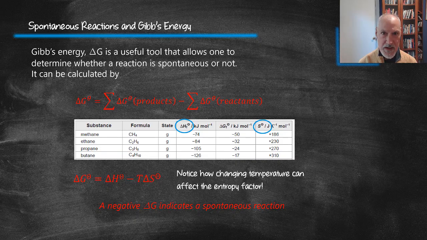We can see here why temperature now has an effect on spontaneity. If we have a reaction that has a favorable delta S, we can increase the temperature to increase the entropy factor. Similarly, if the entropy is not in our favor, we can decrease its effect by lowering the temperature.